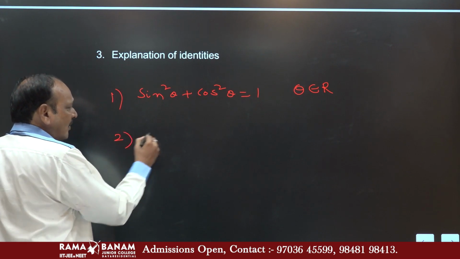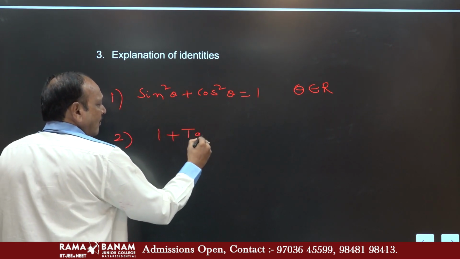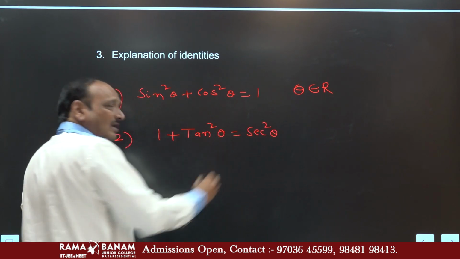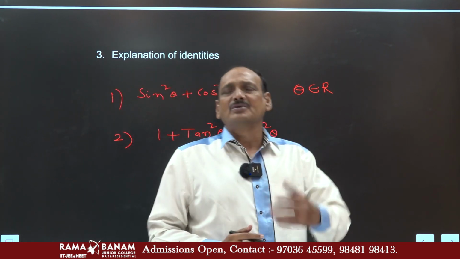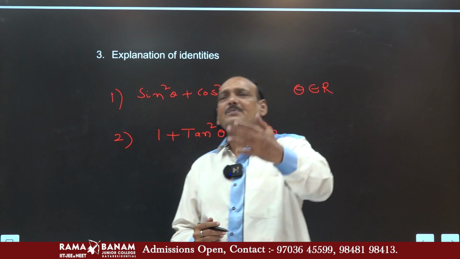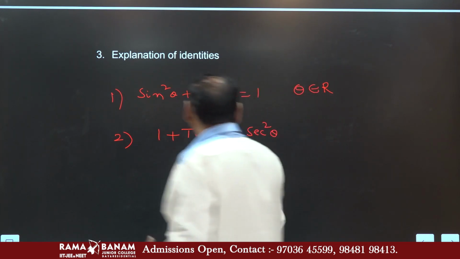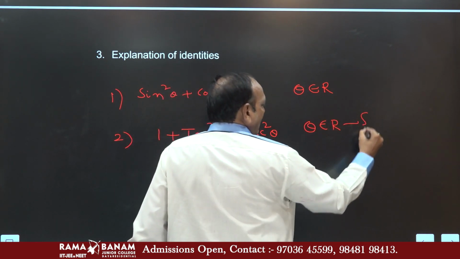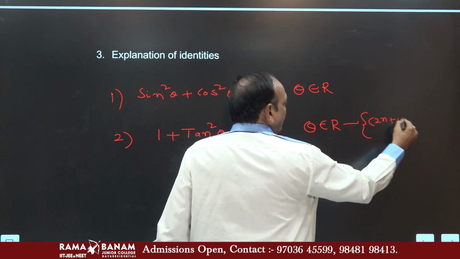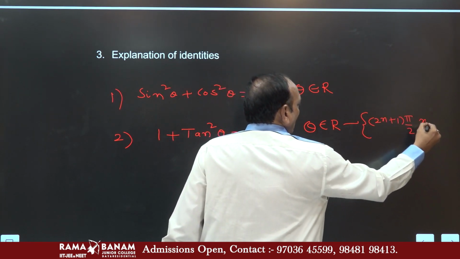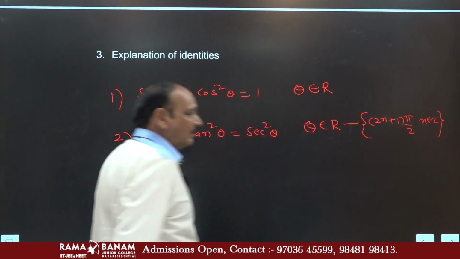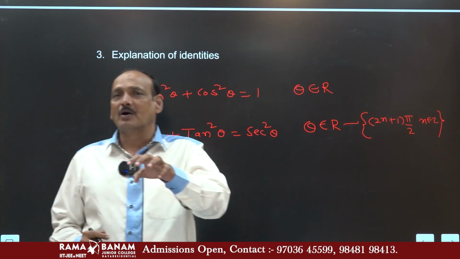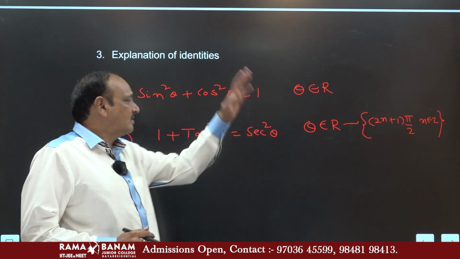Okay, next I am going for 1 plus tan square theta. 1 plus tan square theta is equal to secant square theta, because tan and secant both are discontinuous curves, discontinuous at the odd multiples of pi by 2. So theta belongs to R except odd multiples, that is, (2n plus 1) times pi by 2, and n belongs to Z. This is the concept we learned. When LHS must be equal to RHS, they should have the common domain. So 1 plus tan square theta is equal to secant square theta.